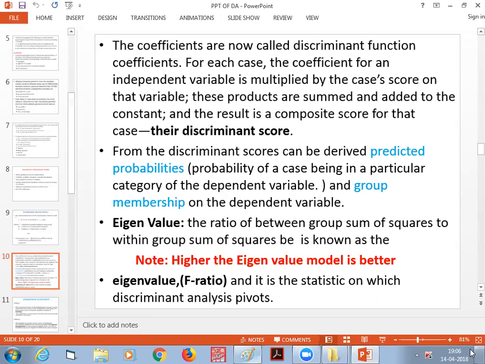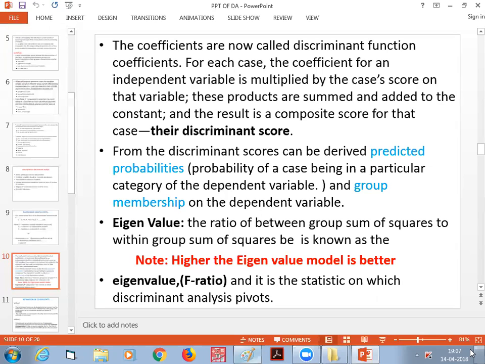What is that? It is a ratio between the group sum of squares and the within group sum of squares. So you should imagine the ANOVA table, or go back afterwards to the multiple regression model, go through the ANOVA table, and you will come to know where the sum of squares is, where the mean sum of squares is. So if you take the ratio of those two different types of sum of squares, group sum of squares and within group sum of squares, you will get this eigenvalue.